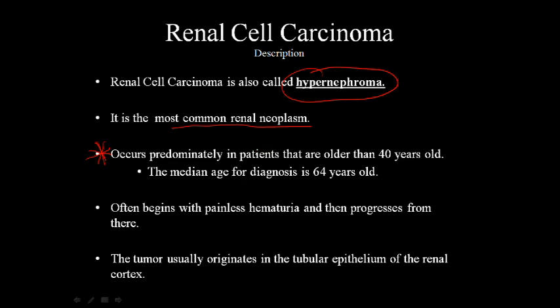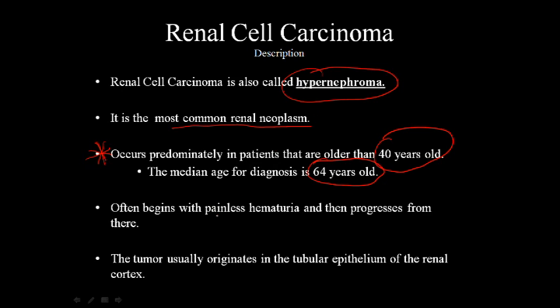is that it occurs predominantly in patients that are older than 40 years old. The median age for diagnosis is 64. But the thing to keep in mind is that that is the age for diagnosis. It's not the time when you are in stage 1. This is when people find out that they are experiencing problems due to renal cell carcinoma, and so the disease can be very much progressive by that time.